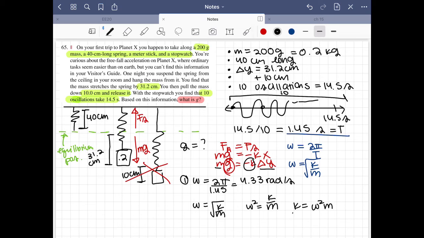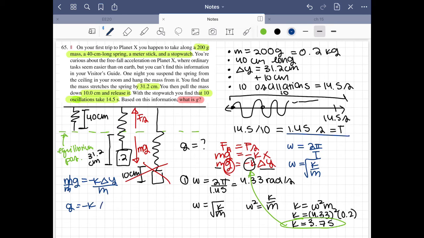And then we plug in some values, we get that k is equal to 4.33 squared times 0.2, which is equal to 3.75. And that is going to be our value for k that we can plug into our equation. Let's rewrite our equation and solve for g. So mg is equal to negative k times change in y, and you divide both sides by m, and we get that g is equal to negative k times change in y divided by m.